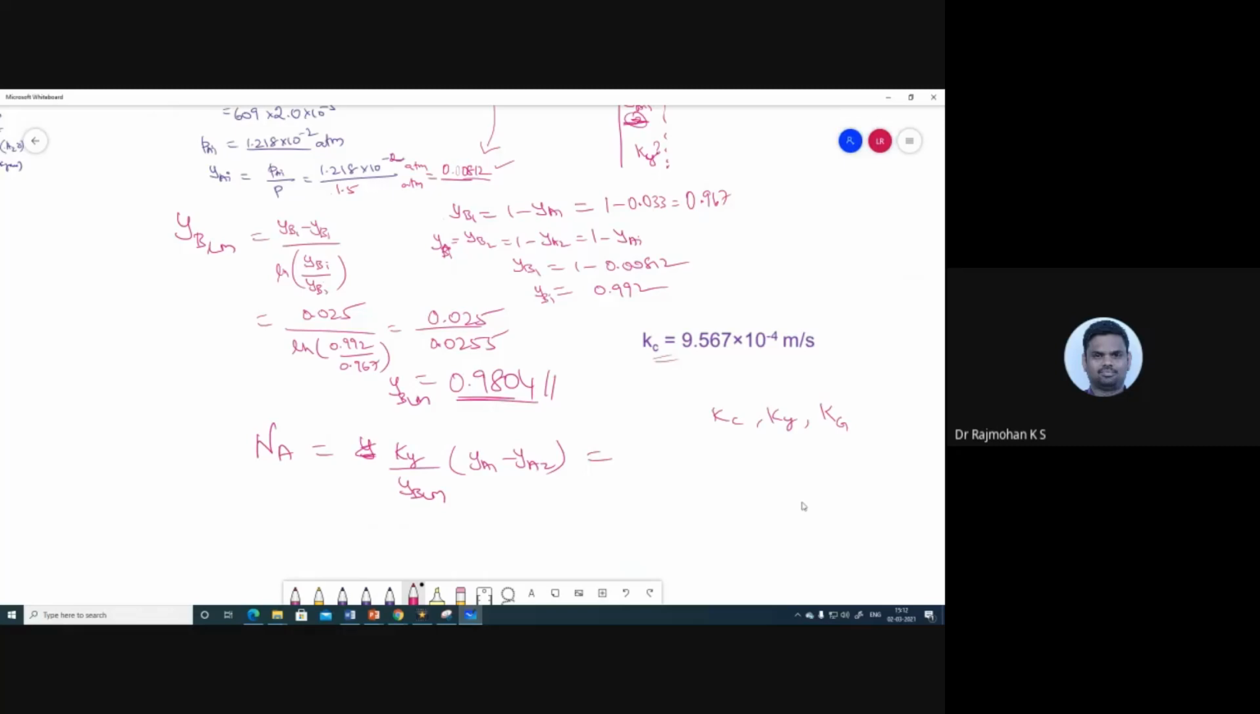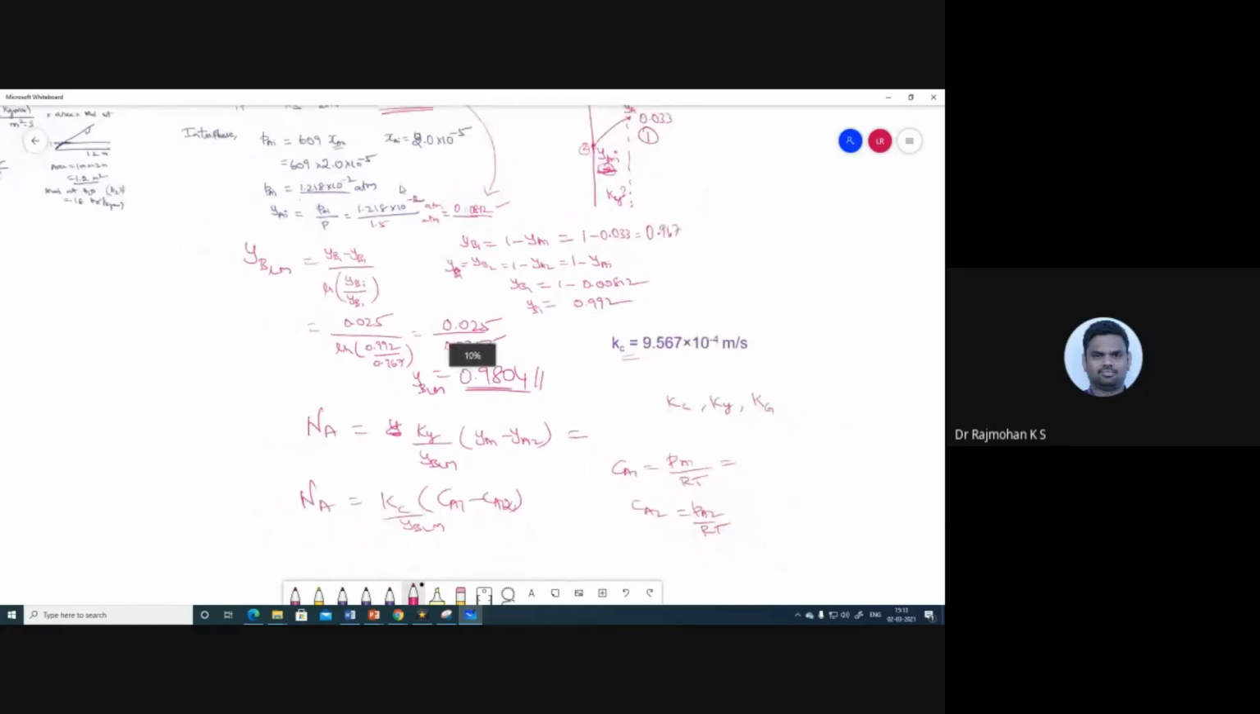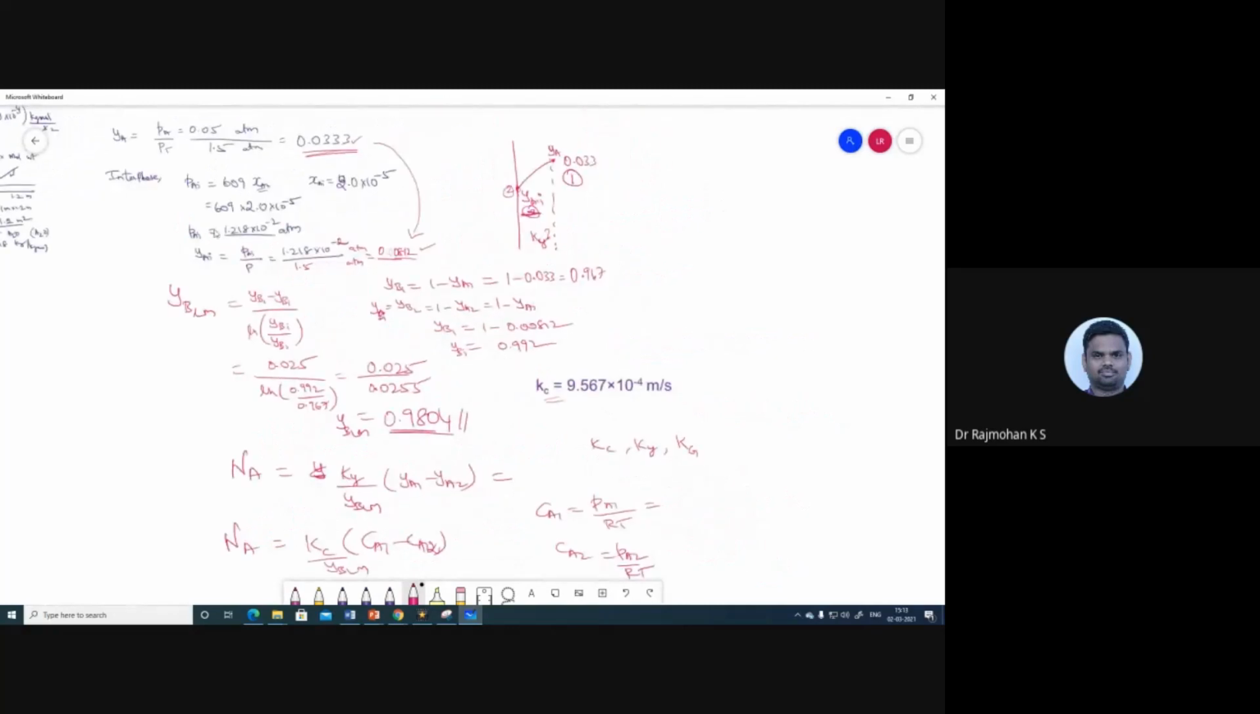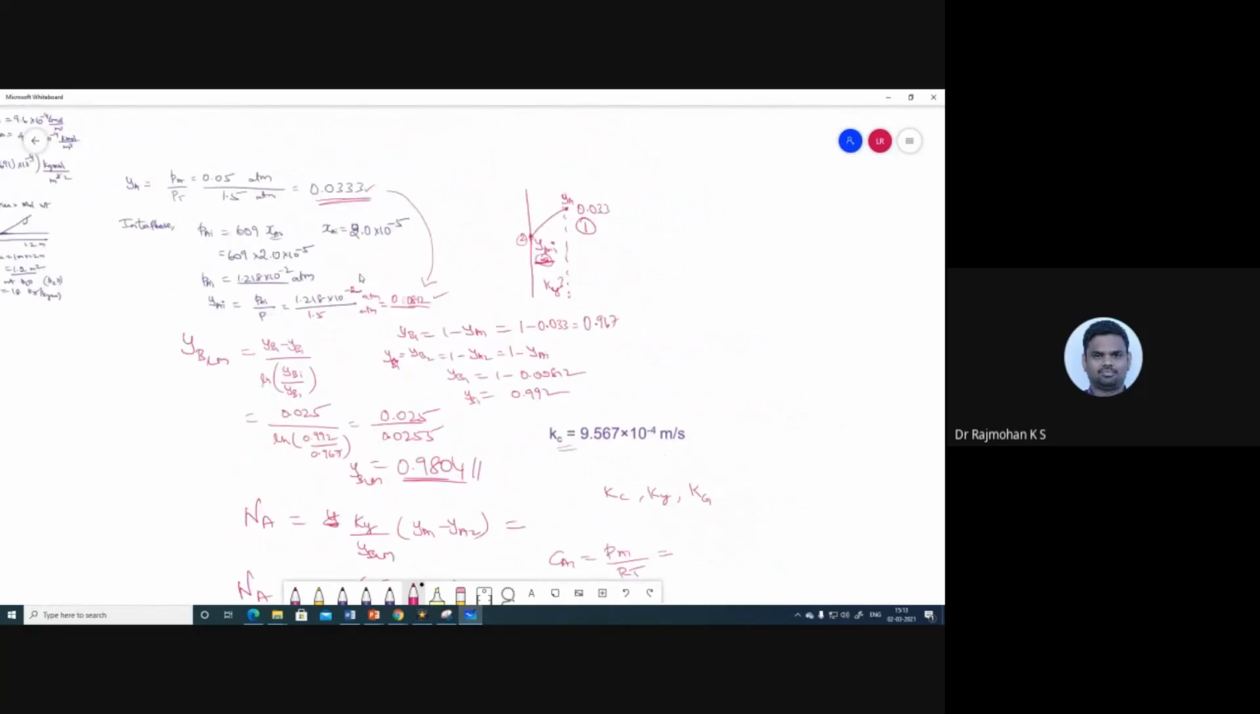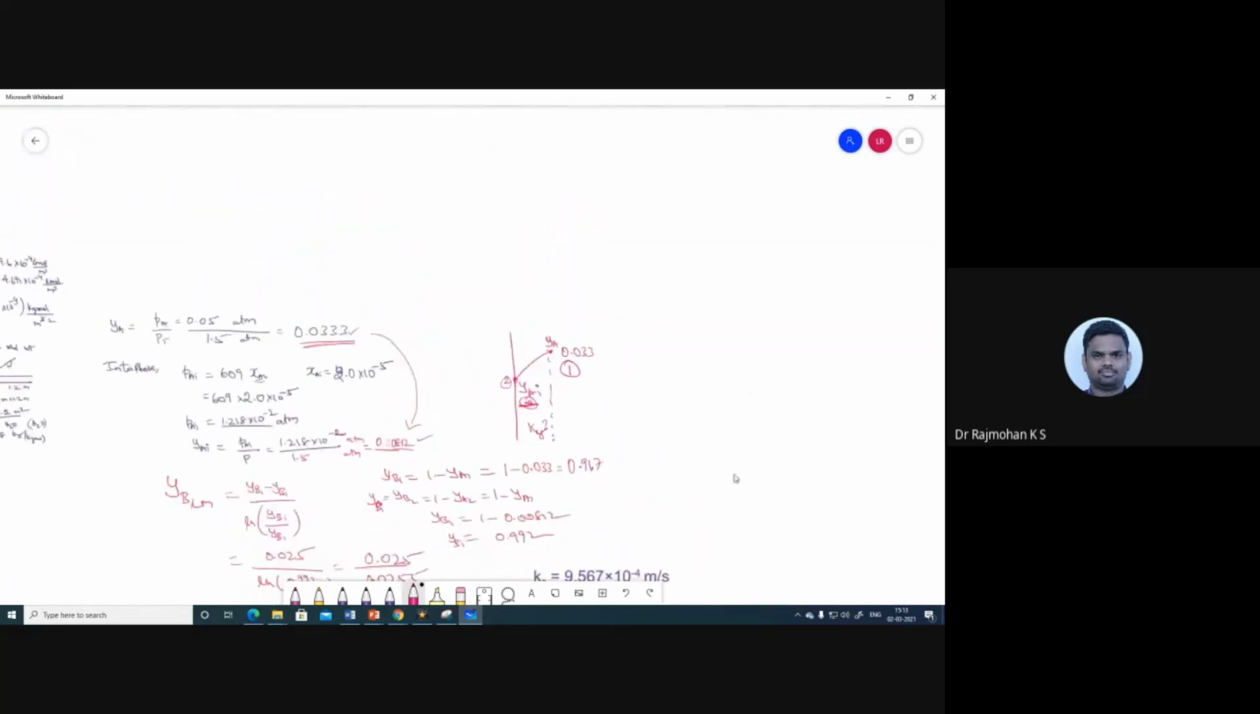Or you can say Na is equal to Kc into Ca1 minus Ca2 by Yb logarithmic mean. So what is that Ca1 minus Ca2? Ca1 is equal to Pa1 by Rt, Ca2 is equal to Pa2 by Rt. So what is the Pa1 value? We already calculated. Pa1 value is 0.05 atmosphere, already given.